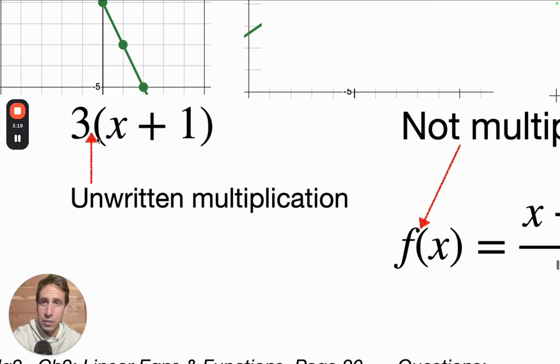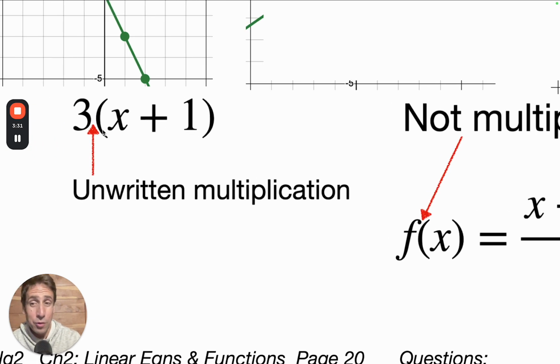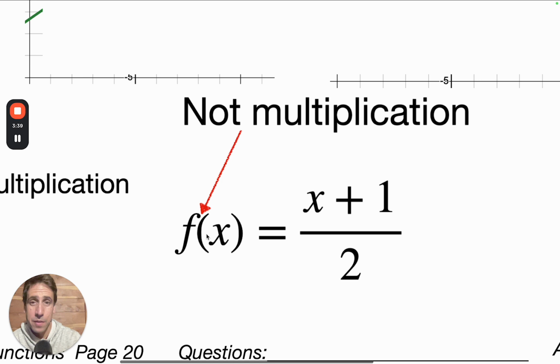This is multiplication. You've seen this before. All of you know to distribute this 3 times x and 3 times 1 to get 3x plus 3. There's unwritten multiplication in between the 3 and the parentheses. But confusingly, we've got f and parentheses here. And a lot of people think that this is multiplication, and it's actually not. This is what's called function notation. It's how we write functions.